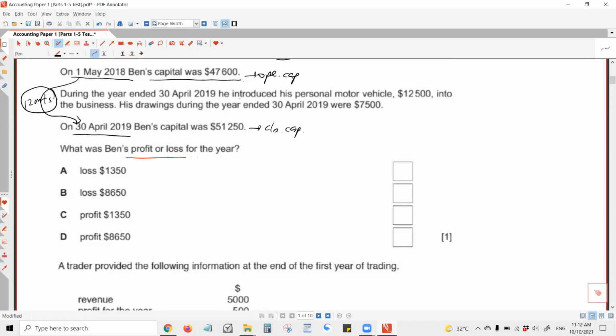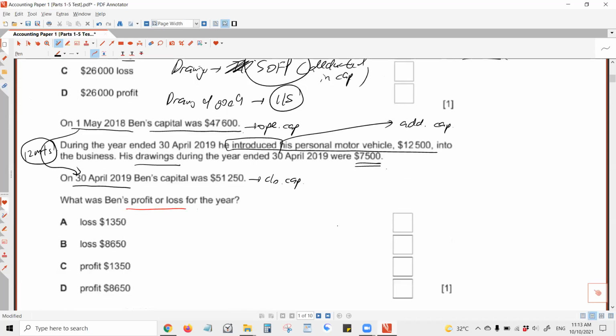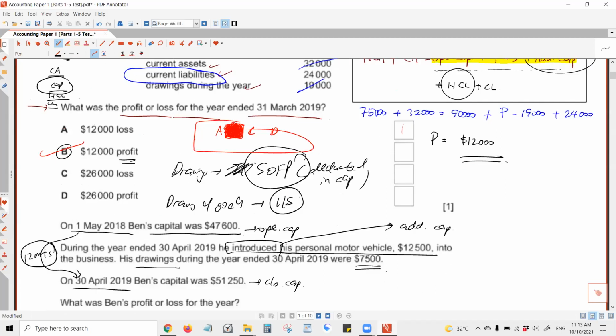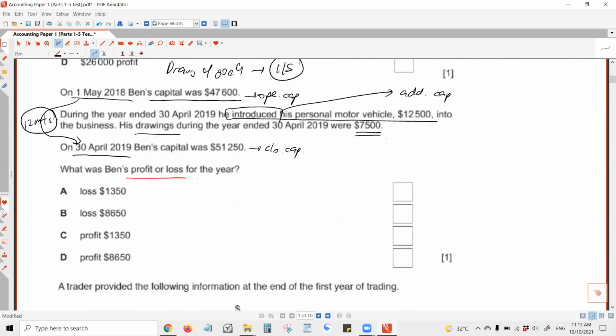During the year, he introduced his personal motor vehicle into the business. Whenever you see the word introduce, most likely is about additional capital, where the owner put more things into the business. It can be money, it can be anything. So this is additional capital. Drawings during the year, 7500. Once again, the same technique that I used to solve the first question, we use it in the second question now. And you can get the answer. Very easy.